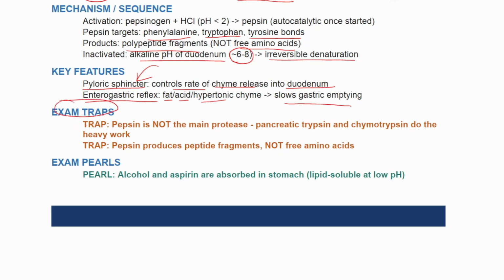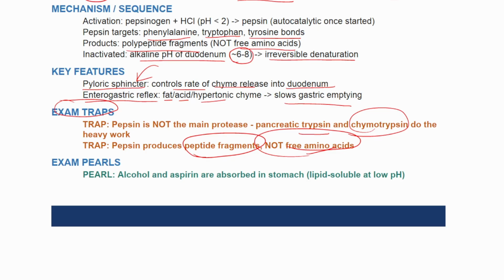Examiners frequently try to catch students off guard by asserting that pepsin is the main protease responsible for complete protein degradation. You must remember the trap that pancreatic trypsin and chymotrypsin do the heavy work of dominant breakdown, while pepsin only handles initial processing. Beyond who does the heavy lifting, examiners also love to trick you on the exact end products. Watch out for questions stating that gastric digestion yields free amino acids. The slide explicitly highlights that pepsin produces peptide fragments, not free amino acids. Don't get confused about this.